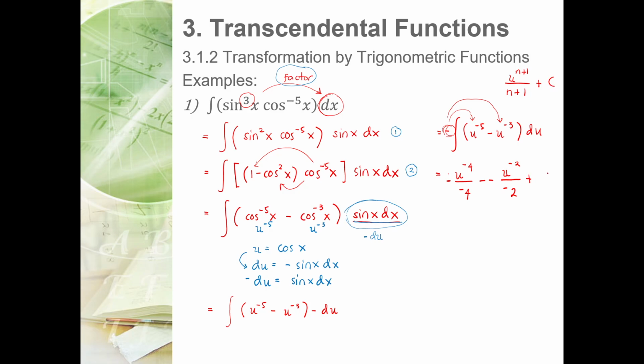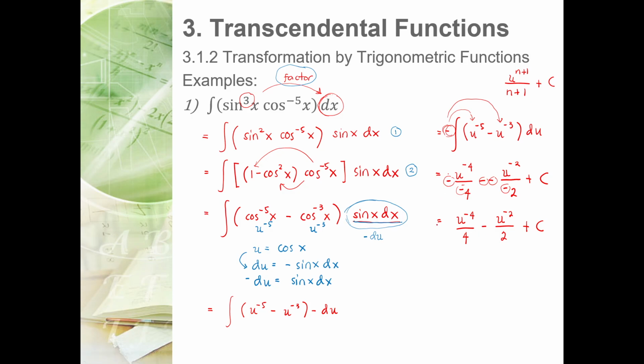So plus c. Combining all the negative symbols, this one is 1 negative, then another negative in the denominator. So this will give us a positive term. So this will be u to the power of negative 4 all over 4. Here we have 3 negative signs. So this will be minus u to the negative 2 all over 2 plus c.